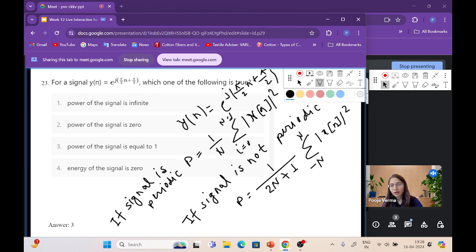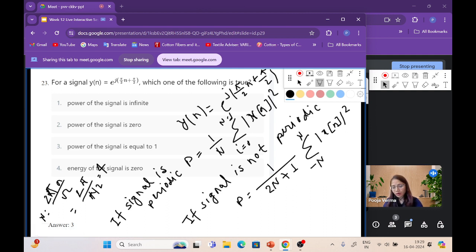So how can we find out the periodicity of that signal? We know that in order to find out the periodicity of the signal, 2 pi by omega. So what is omega? Pi by 2. So 2 pi divided by pi by 2, that is 4. So that means the signal is periodic only.